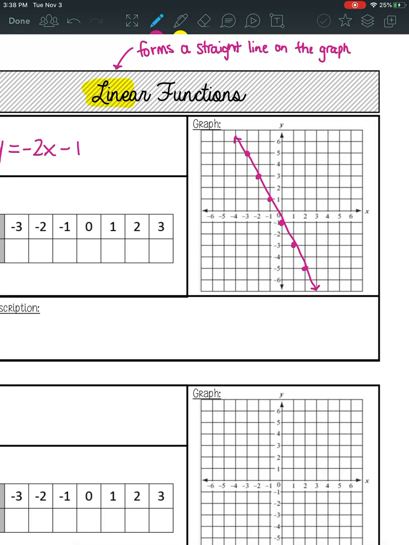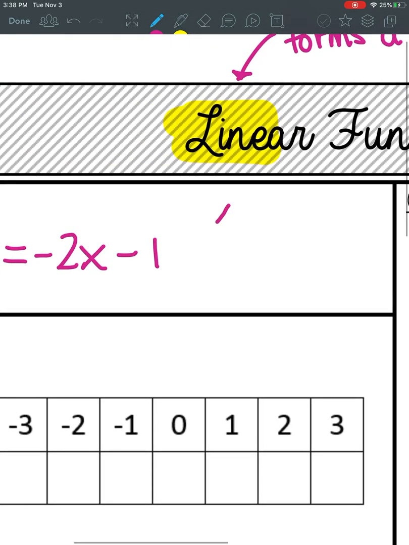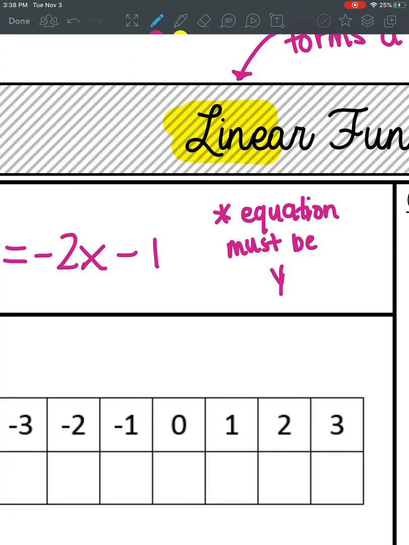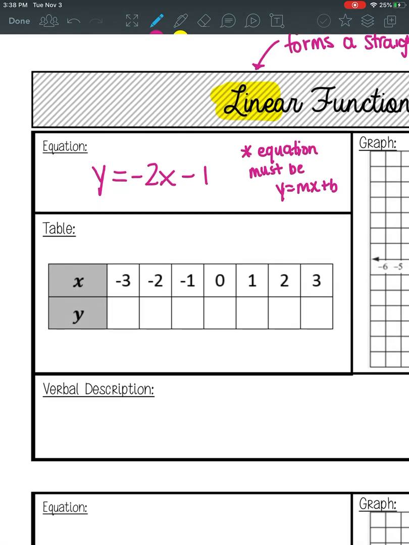If we have a graph, it's easy to just look at the picture. Is it a straight line or not? If we just have the equation, we want to make sure the equation is able to go into the format y equals mx plus b. And then we know that it is linear.